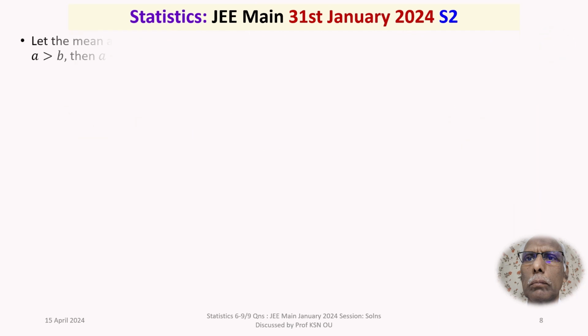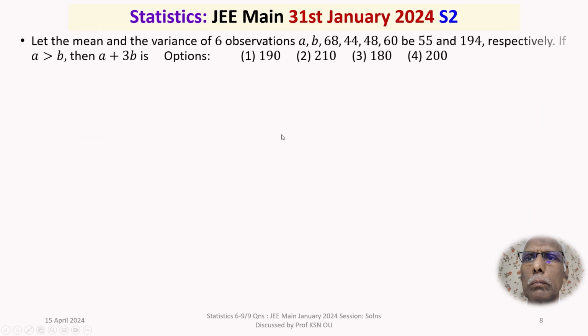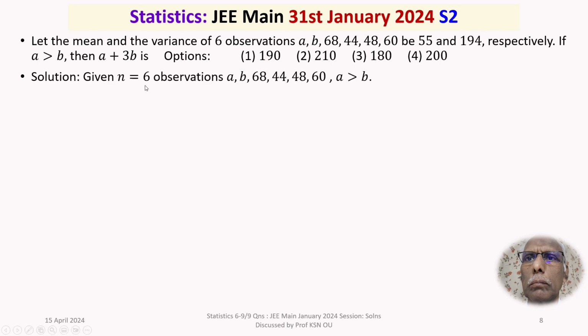Agreed. Let's now discuss the solution of the problem in detail. Right. Given n equal to 6 observations, they are A, B, 68, 44, 48, 60, where A is greater than B. Agreed. And given the mean, denoted by x bar, is equal to 55, and the variance sigma square is given to be 194. We are asked to find A plus 3B.